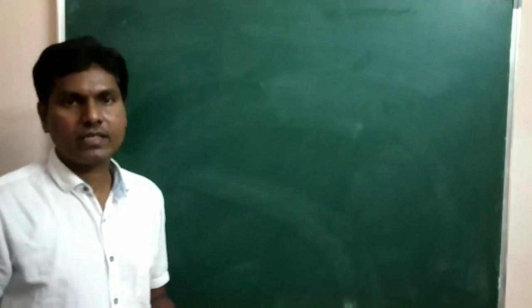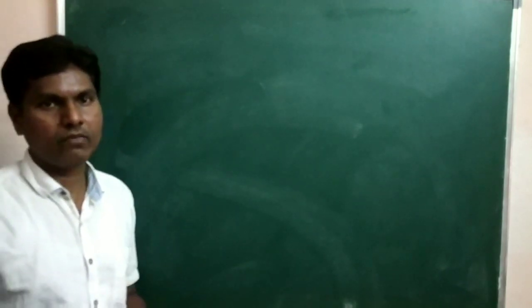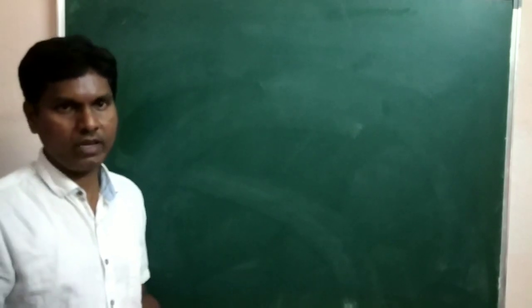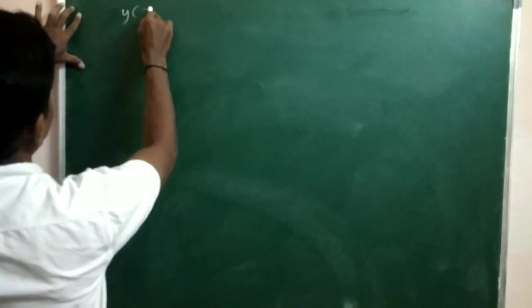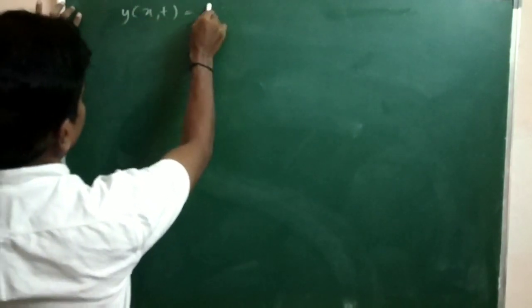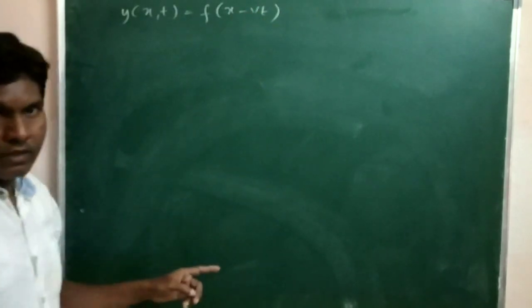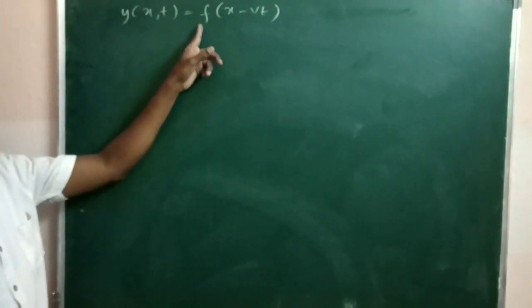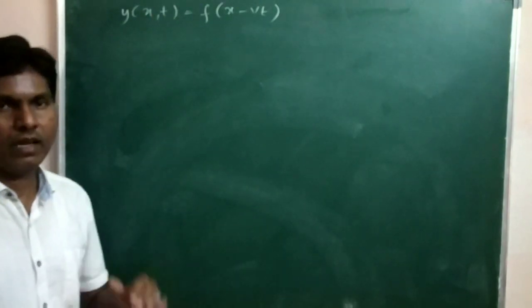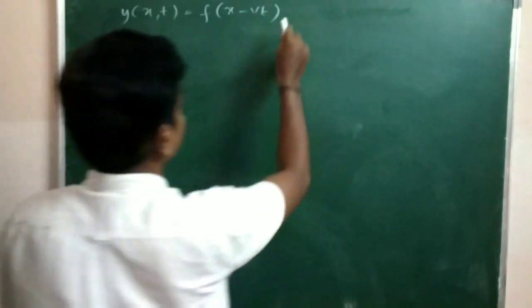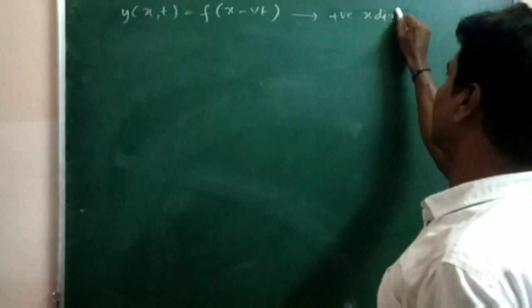We discussed wave function equations previously. Once again we will see those equations. Okay, we recall now. y of x comma t equals f of x minus vt. This wave function represents a wave pulse moving in the positive x direction.